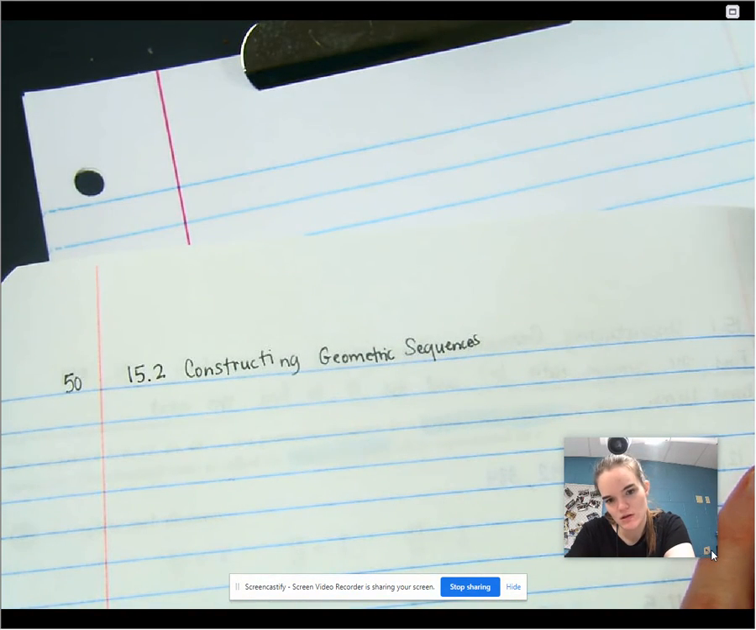(15.2) constructing geometric sequences.